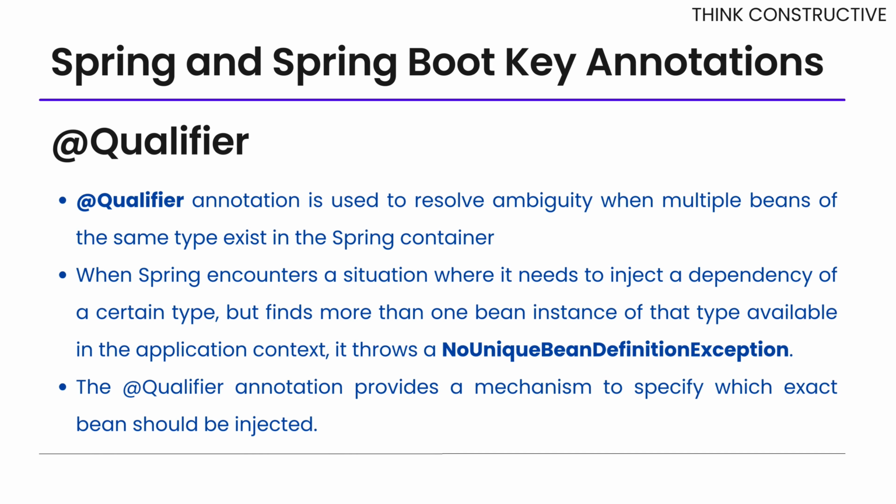So what happens when Spring encounters a situation where it needs to inject a dependency of a particular type, but it finds more than one bean instance of that type available in the application context? Then it gets confused about which one to use, and it throws a NoUniqueBeanDefinitionException because it is unable to decide which bean to pick up, since both beans are of the same type.